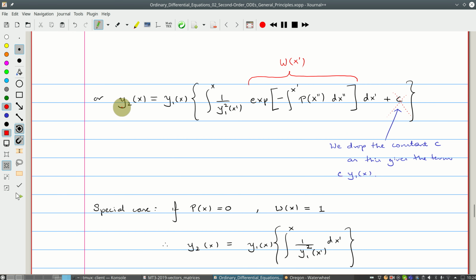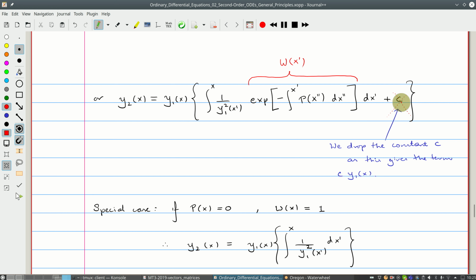Or, I've just written it out in full form. The second solution is the first solution times the integral of 1 over y1 squared. Then you have the Wronskian, which you can now write down as this exponential. Now the Wronskian has a constant, the W of x naught, but the constant just gets pulled out of the integral, and frankly we don't really care about constants when we define our functions. Any multiplicative constant will just be absorbed in when we solve for the boundary condition, so that's immaterial.